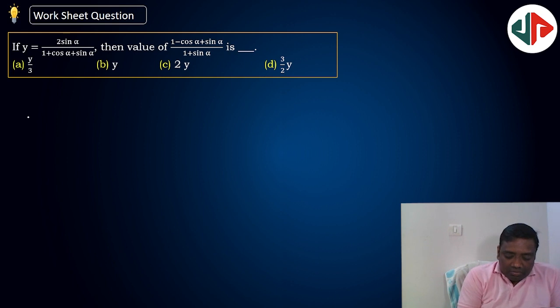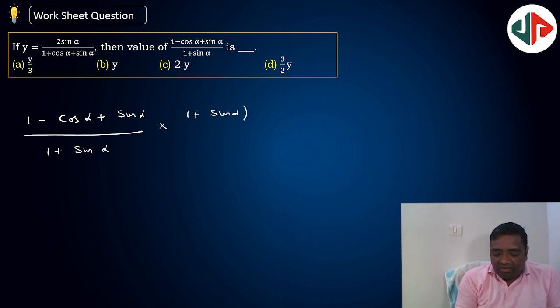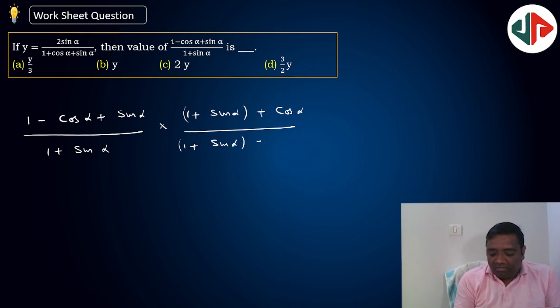Let us take the same question: 1 minus cos alpha plus sin alpha by 1 plus sin alpha. Just I am rationalizing like this, the numerator: 1 plus sin alpha plus cos alpha by 1 plus sin alpha plus cos alpha.